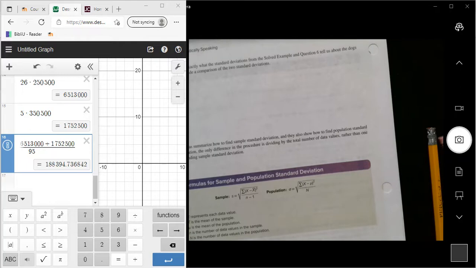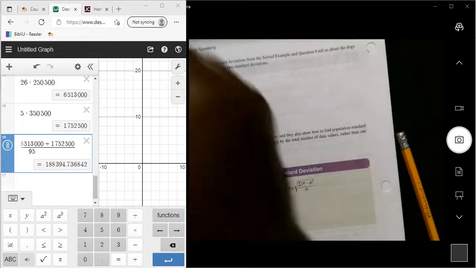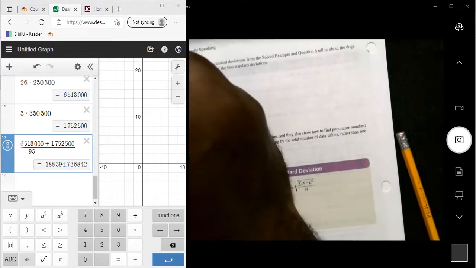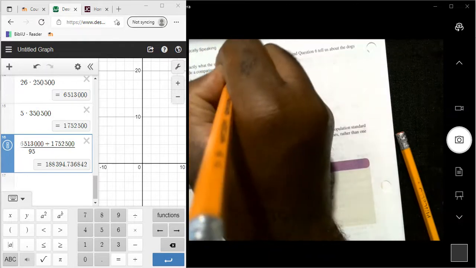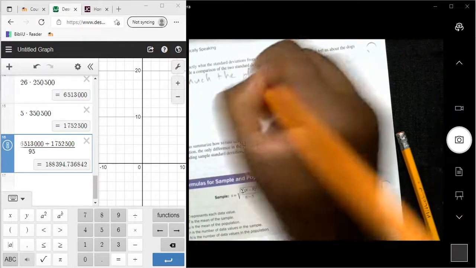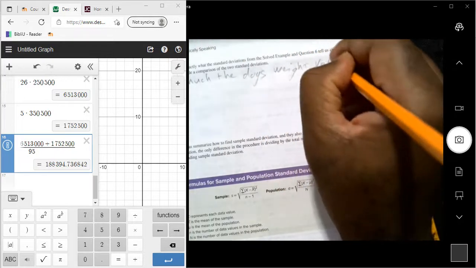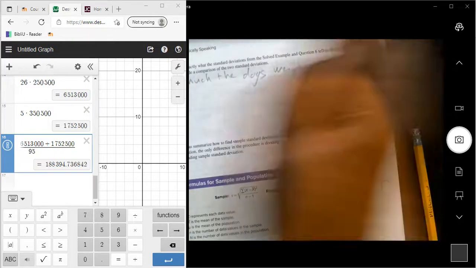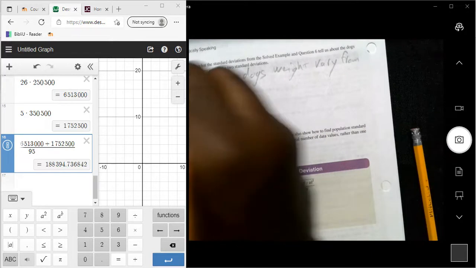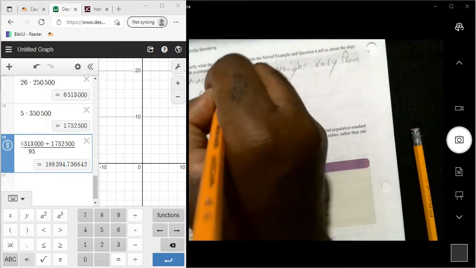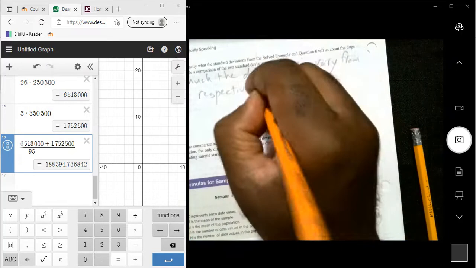Okay, basically what it tells us is how much the dogs' weight varies from their respective mean.